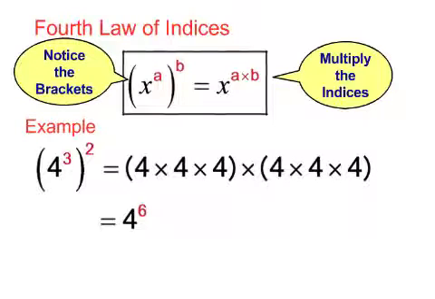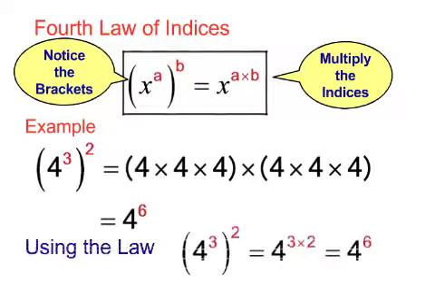So for example, 4 cubed, in brackets, to the power of 2 would give us 4 times 4 times 4, multiplied by 4 times 4 times 4. This is the long way of doing this, which gives us an answer of 4 to the 6. But if we use the law, we multiply out the indices. In other words, 4 cubed to the power of 2 is 4 to the 3 times 2, which is 4 to the 6. As you can see, a much quicker way of working out this problem.